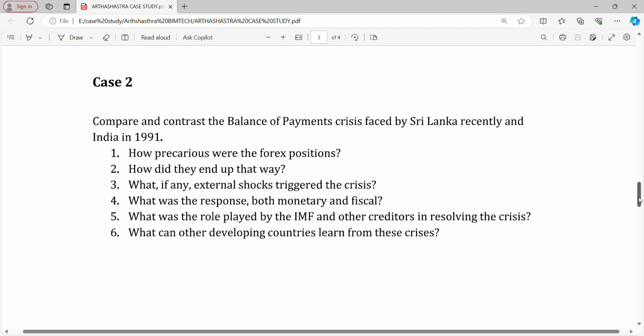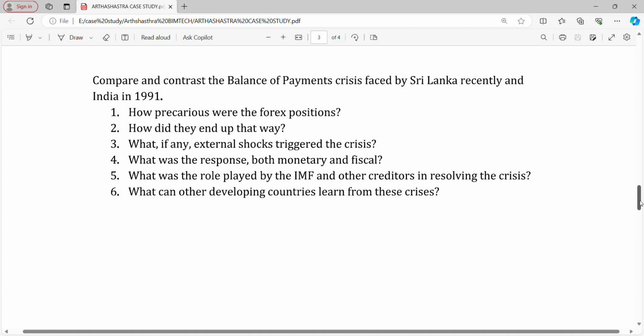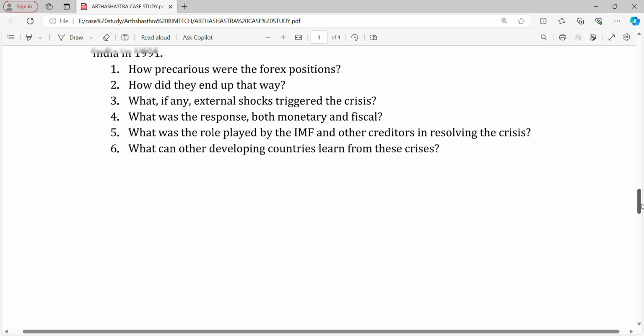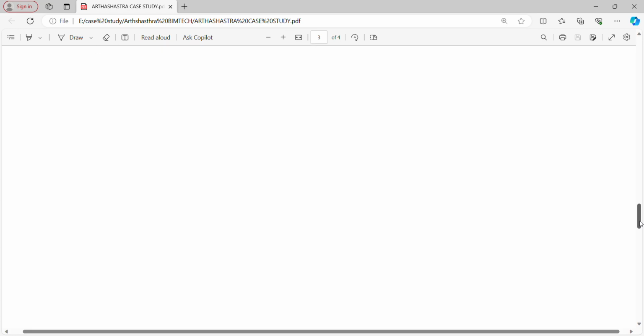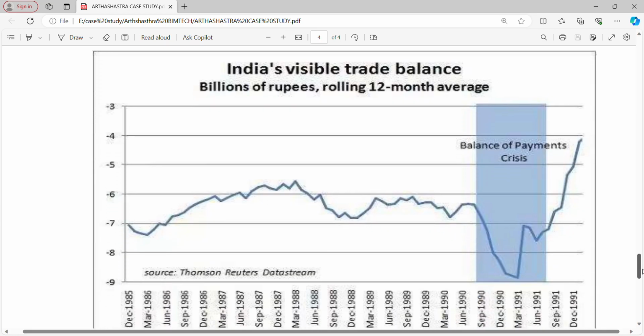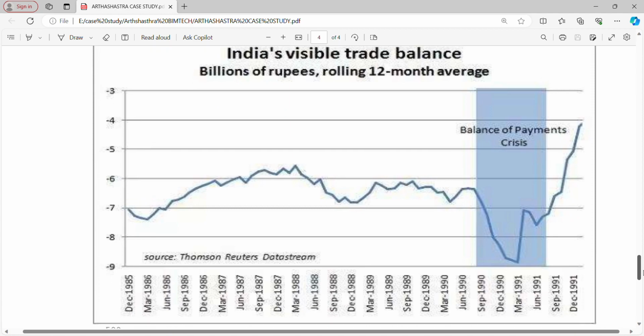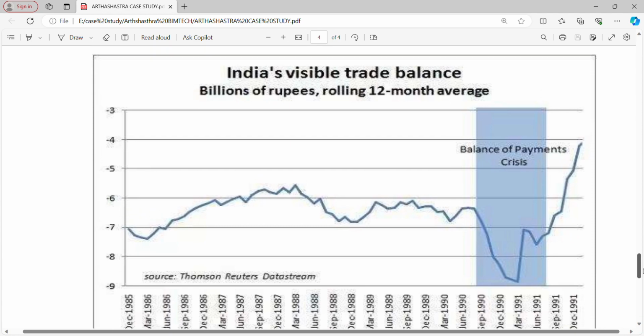So that's it. If you guys need a model of this solution, just comment. I will post a video on that also. And yes, here is the graph. Just go through this also. And again, if you need the model, you can comment under the video. So I will post a video on the solution of this particular case study also.